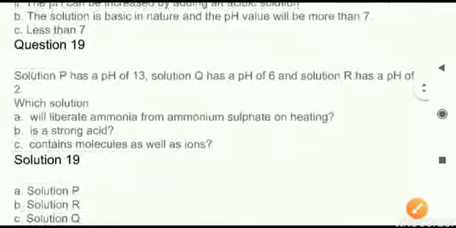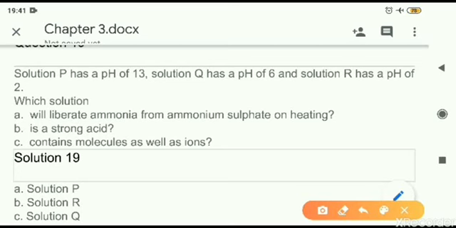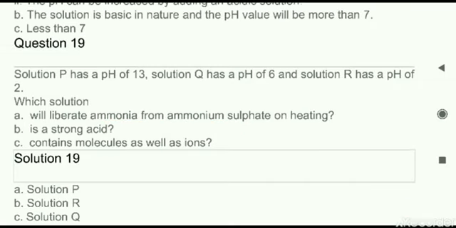Question number 19 now. That is the last question. The question is, I am reading. Solution P has the pH 13, Q has the pH 6, R has the pH 2. All three solutions' pH is given. Now which one will liberate ammonia from ammonium sulfate on heating? So the A part, they are asking about liberating ammonia. That is actually a chemical property of bases. Bases liberate ammonia when they react with an ammonium salt.